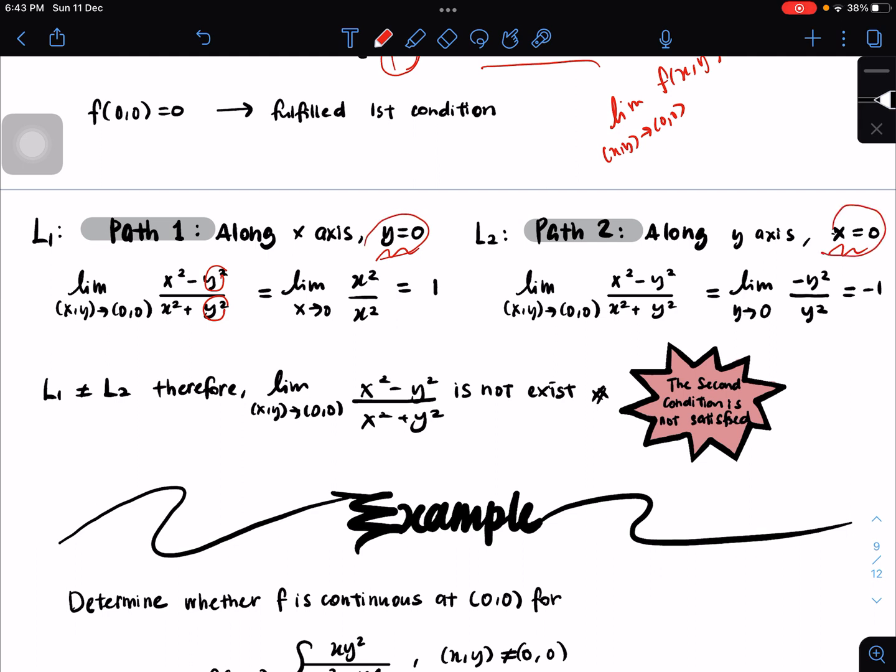So when we substitute x equal to 0, this one will be 0. 0 minus y square will be negative y square. 0 plus y square will be y square. So negative y square divided by y square equals negative 1. So one path gives the limit equal to 1, and another path gives the limit equal to negative 1. For you to conclude that the limit of the function exists, you need to show that from every path your limit is equal. Now, from two paths already, your limit is not equal. So we conclude that the limit does not exist.